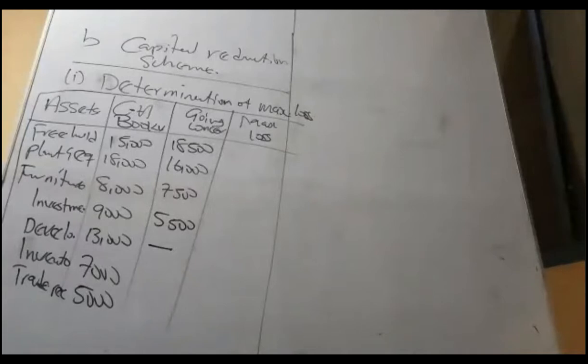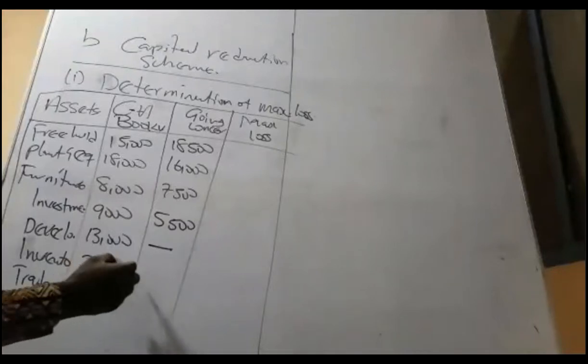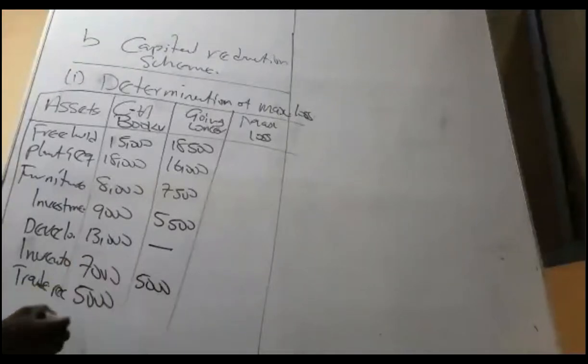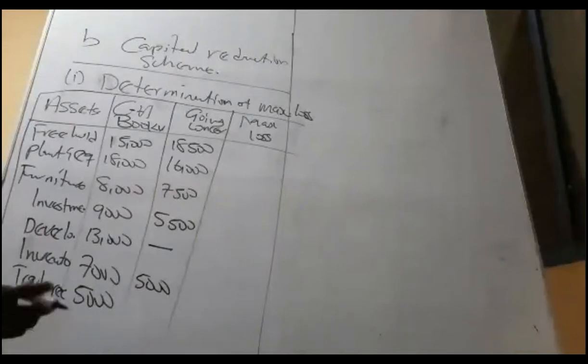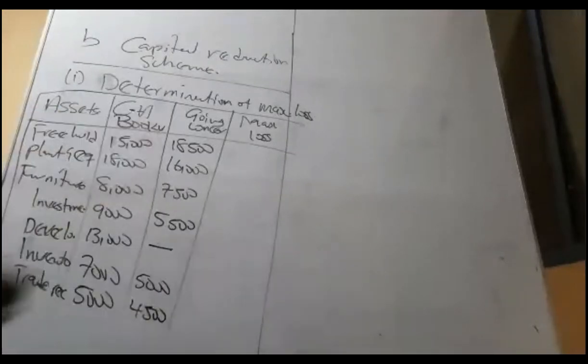Then what again? Inventory. The inventory has some obsolete goods included, amounting to 2,000. And then receivable, 10% is irrecoverable. So here 2,000 will be gone, left with 5,000. Inventory left with 5,000. For receivable, 90% of this, 10% is 500, so left with 4,500. Now let's calculate the maximum loss.